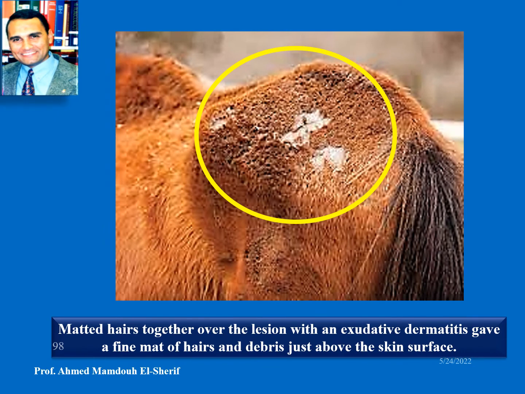A very clear picture of dermatophilosis at the pelvis area of a horse, showing matted hairs together over the lesion with an exudative dermatitis, giving a fine mat of hairs and debris just above the skin surface. The yellow ring surrounds the lesion, to be clear for you.